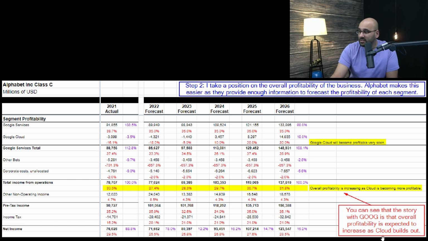And so you can see that the story with Alphabet is that profitability is still expected to increase. However, 2021 was just a high watermark year, and I don't expect that to occur in 2022. So profitability increases as cloud builds out, but profitability will not get to the 2021 levels until 2025. That's kind of the way that I'm thinking about this.